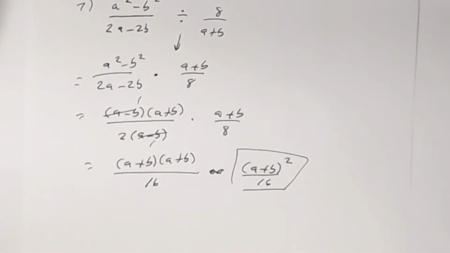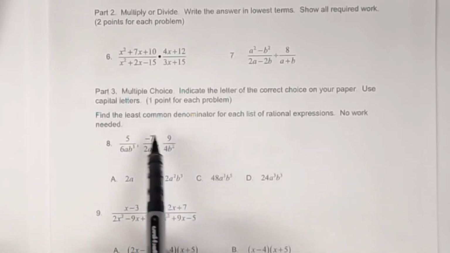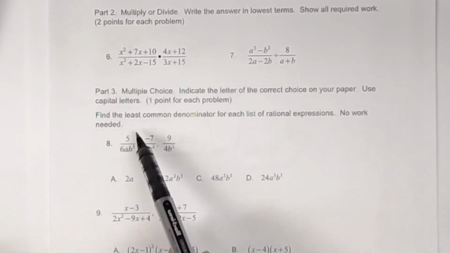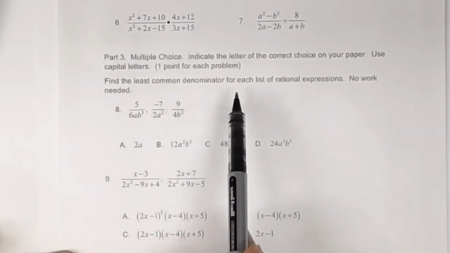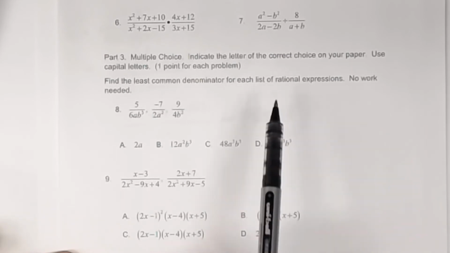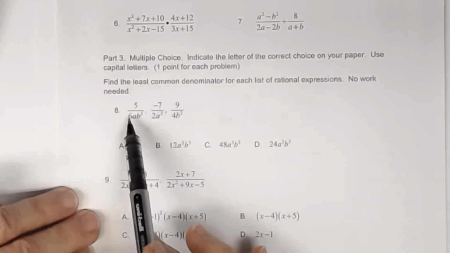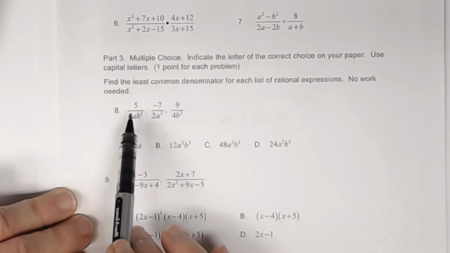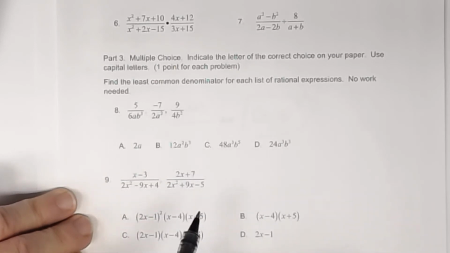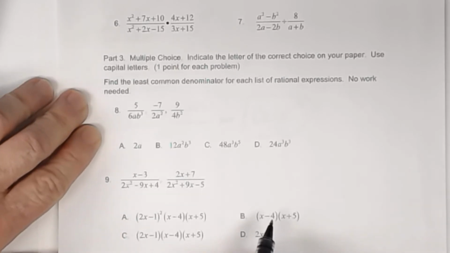Now let's look at number 8. This is part 3, so we're doing multiple choice again. In both number 8 and 9, it looks like you want to find the least common denominator for each list of rational expressions. Let me rewrite number 8 and 9 over. But remember, when you're finding the least common denominator, you have to look at all the factors that are in the denominators. So you must consider your factors in the denominators.